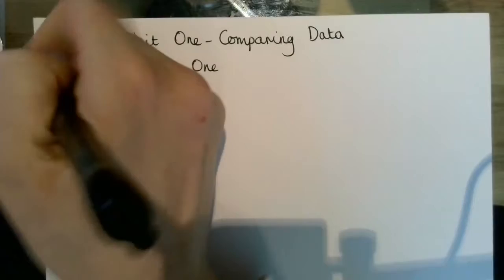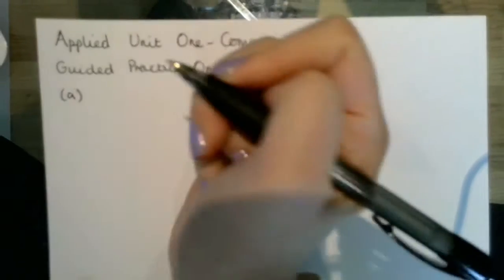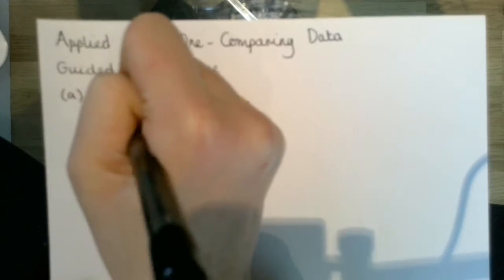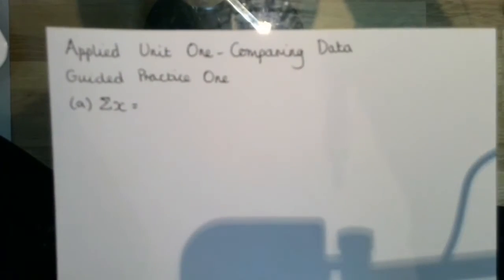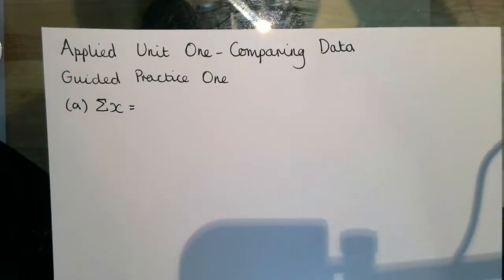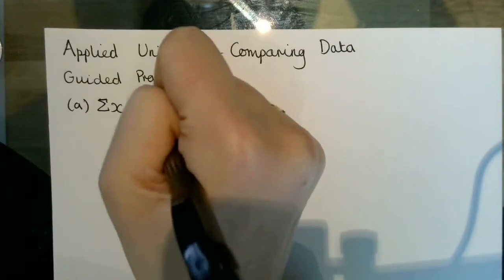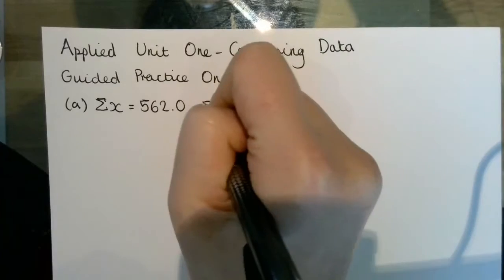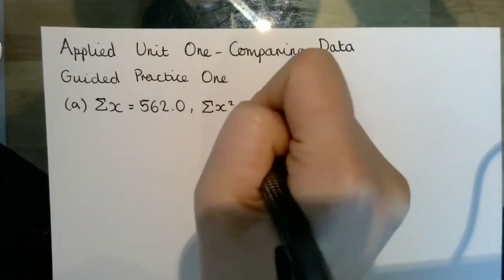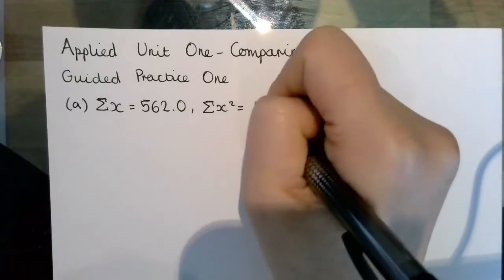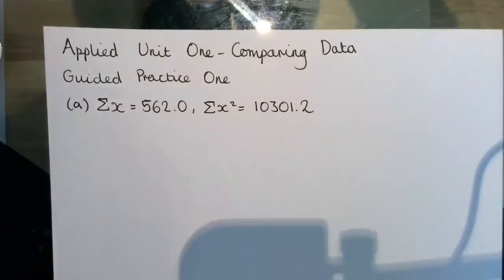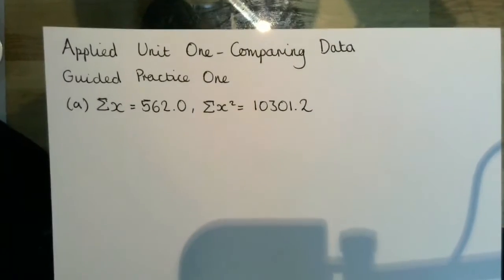For Heathrow, we've got the sum of all the data is equal to 562.0. And then the sum of the squares of all the data is equal to 10,301.2. And we're asked to find the mean and the standard deviation for Heathrow.